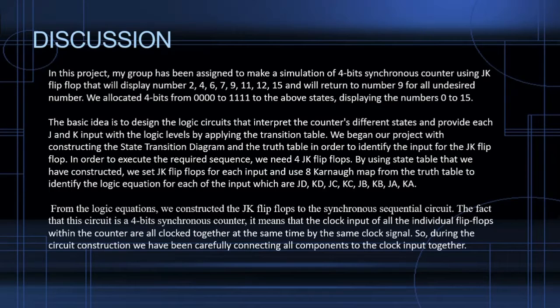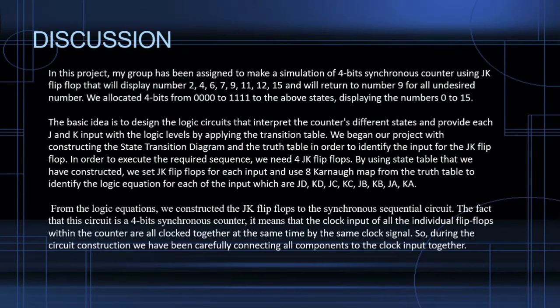I would like to present the discussion in this project. In this project, my group has been assigned to make a simulation of 4-bit synchronous counter using JK flip-flop that will display number 2, 4, 6, 7, 9, 11, 12, 15, and the counter will return to the number 9 for all undesired numbers. We allocated 4 bits from 0000 to 1111 to the above states, displaying the number from 0 to 15.